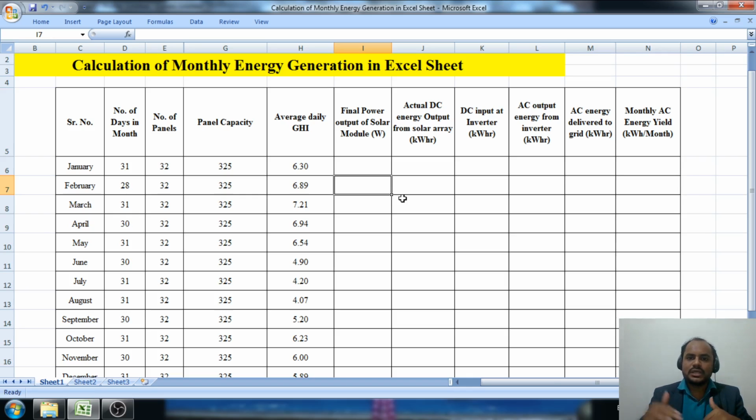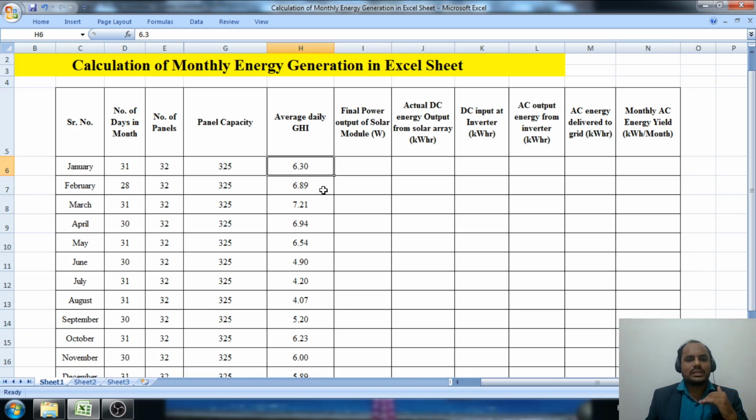Normal solar irradiation and horizontal diffuse solar irradiation combine to become the GHI value, which is global horizontal irradiance. There are a number of websites through which you can calculate the global horizontal irradiance value for any site where you are installing the solar project. Let's say this data is for the Mumbai region district.